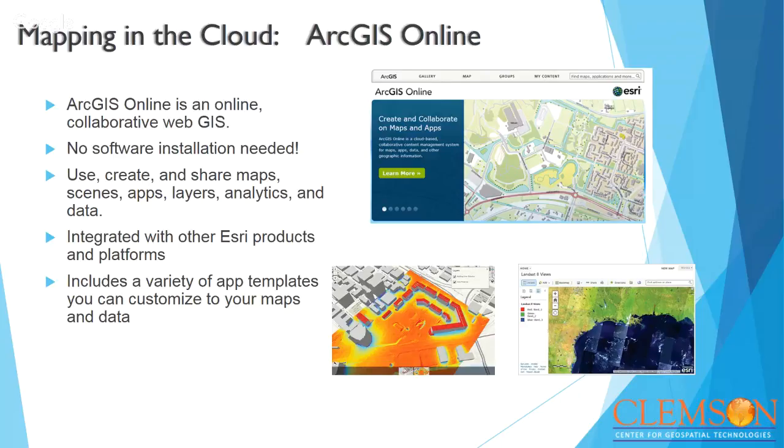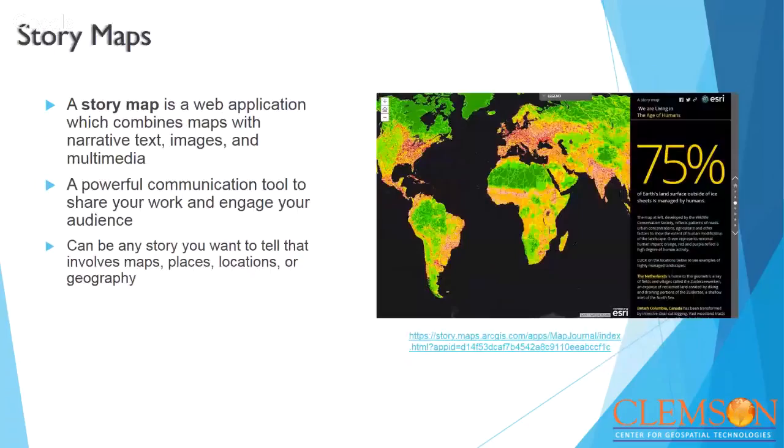How many of you have used this already? A few people? We've set it up here at Clemson to work with your Clemson username and password to get access to this. So you don't need to create another username and password. It's linked to your Clemson account. Today we'll first get familiar with the ArcGIS Online interface, and then from there create a story map.